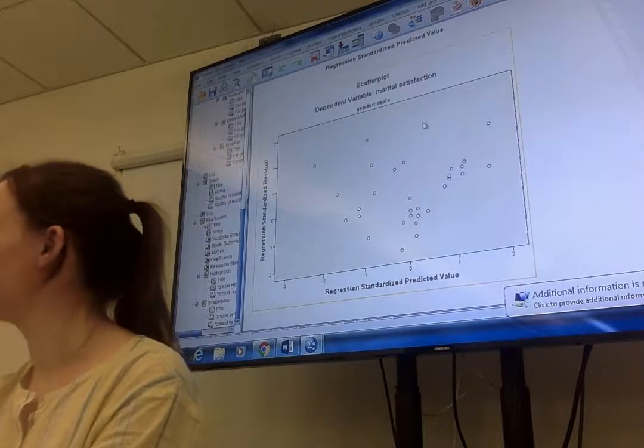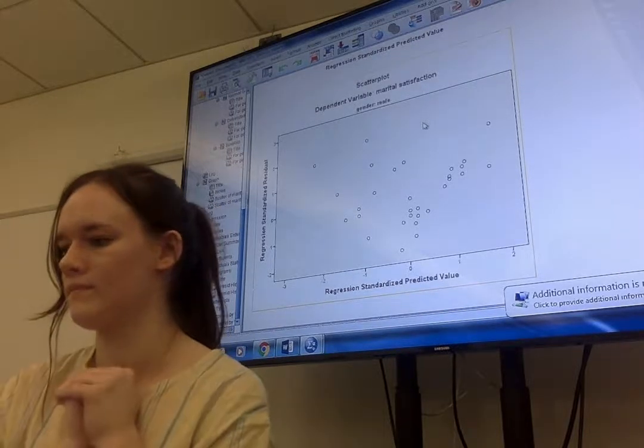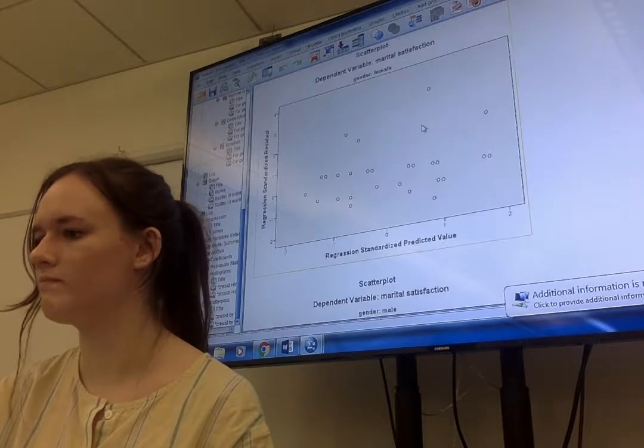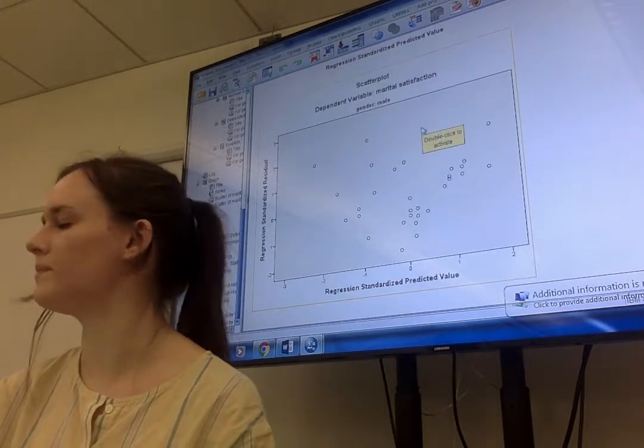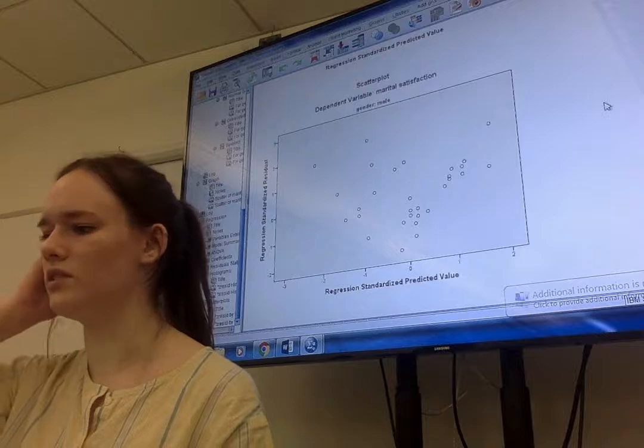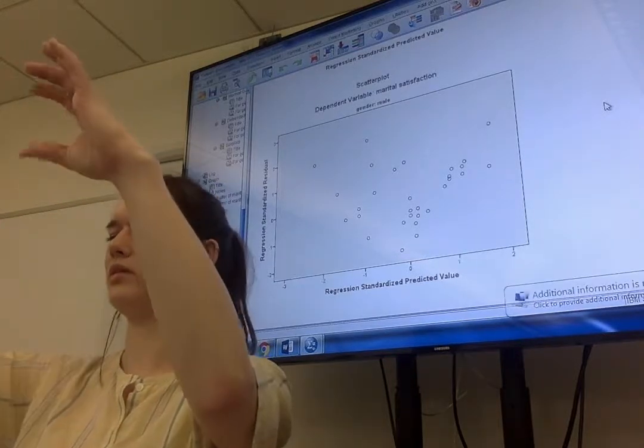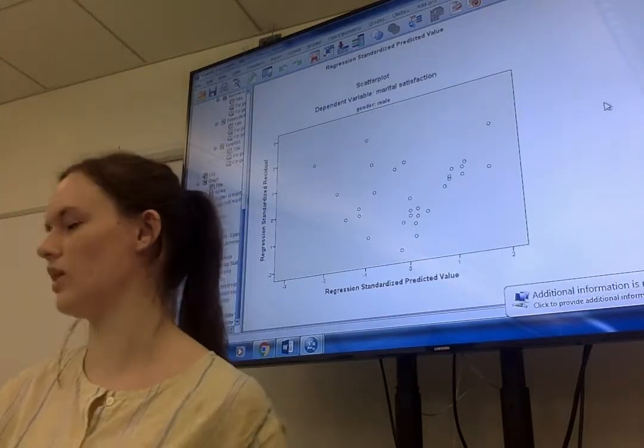Yeah, like the bottom one could definitely be argued, right? This one? The male? Yeah, definitely. I think so too. It's kind of wider in the middle and then a little bit more clustered out.